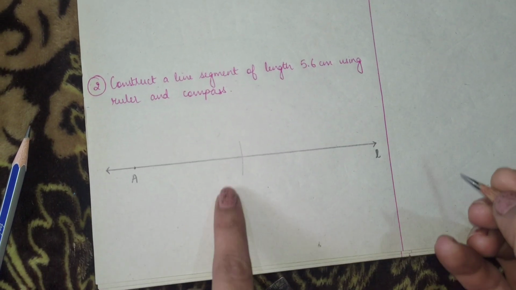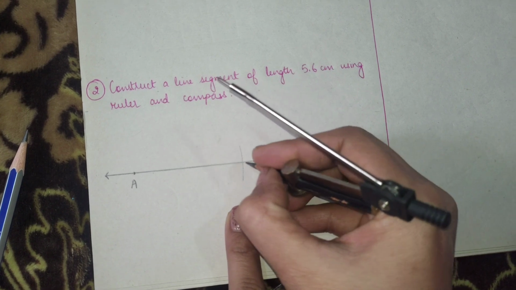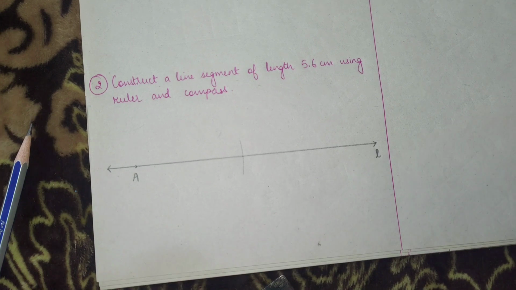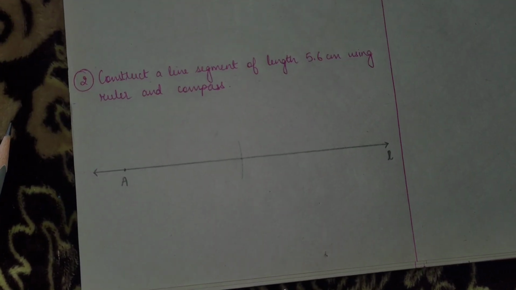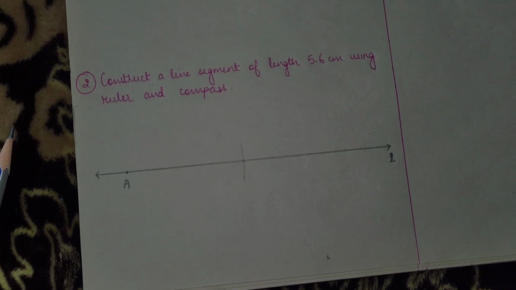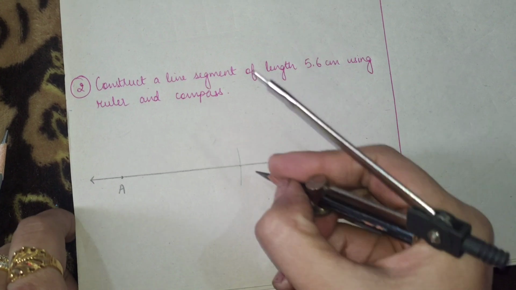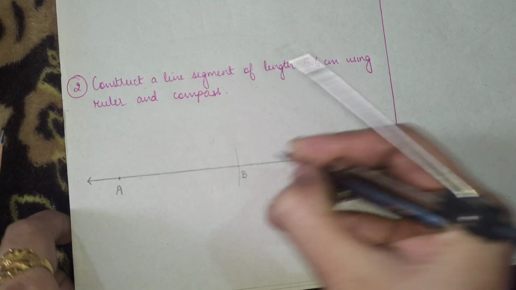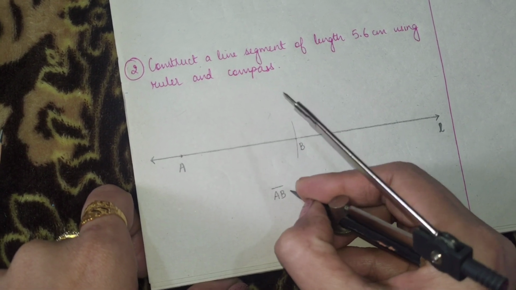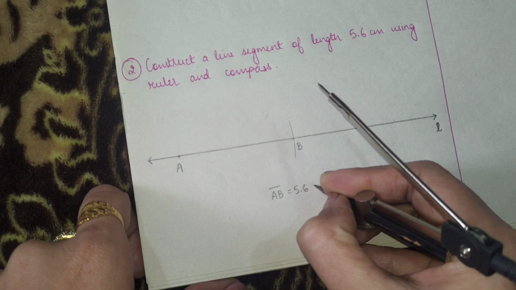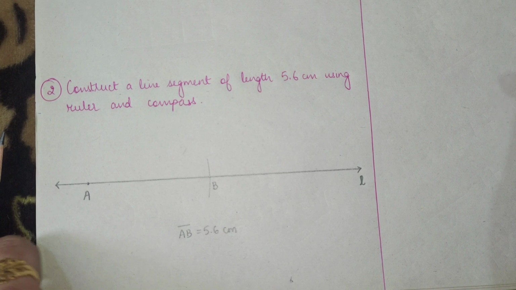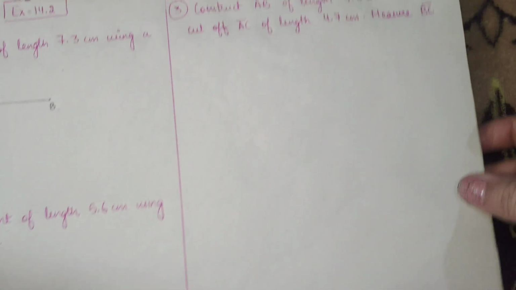Now this point here where your arc is intersecting the line, you'll just locate this point like this. Okay, I hope you can see it. Yeah. Okay, so we'll just name it with B. So here you can write line segment AB is equal to 5.6 centimeter. Hope you understood this. Let's move on to third question now.